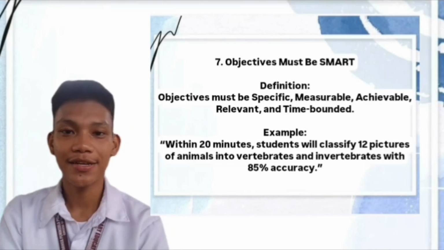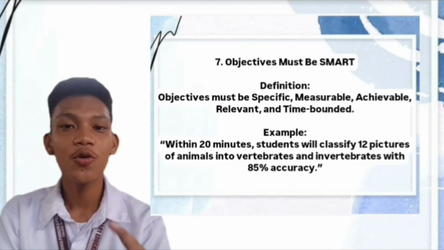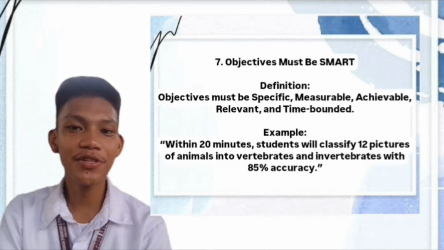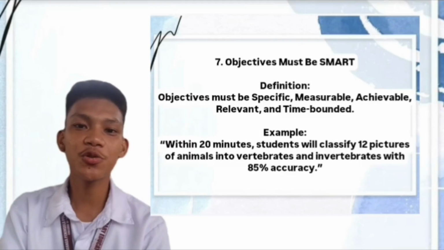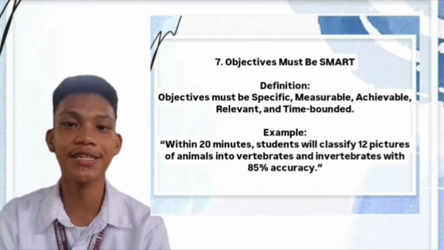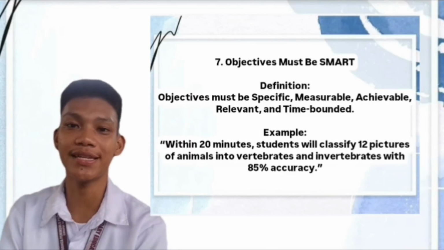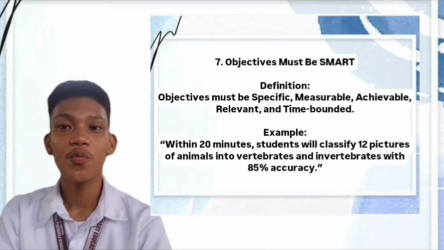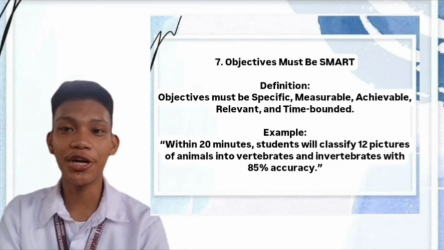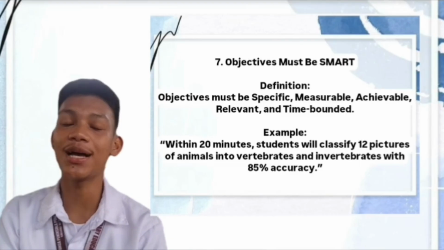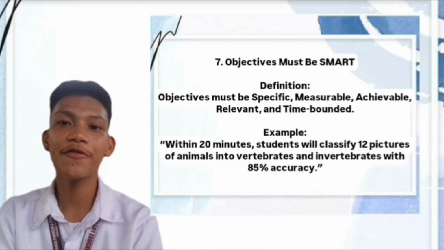For instance, our objective would be: within 20 minutes, students will be able to classify 12 pictures of animals into vertebrates and invertebrates with 85% accuracy. In this example, we can clearly see that this applies the SMART principle. The objective is achievable, measurable, and of course time-bounded.